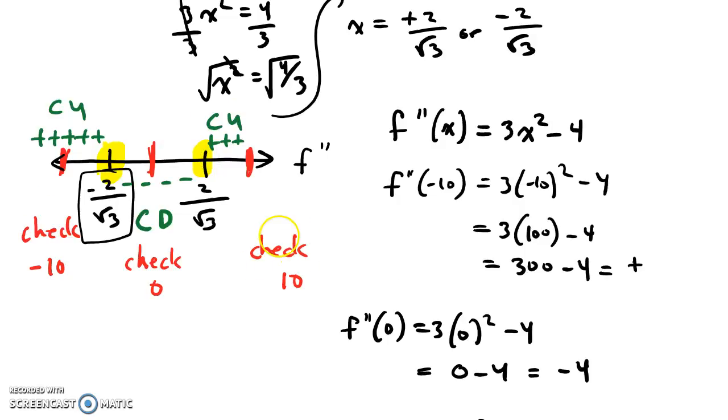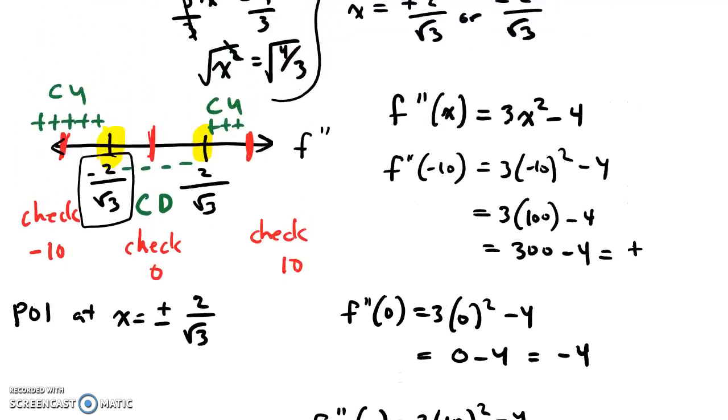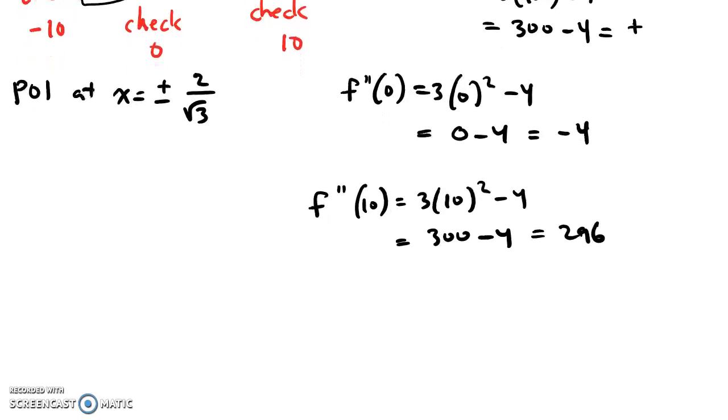So we're going to write it like this. POI at x equals plus or minus 2 over square root of 3. So those are your points of inflection because concavity changes.